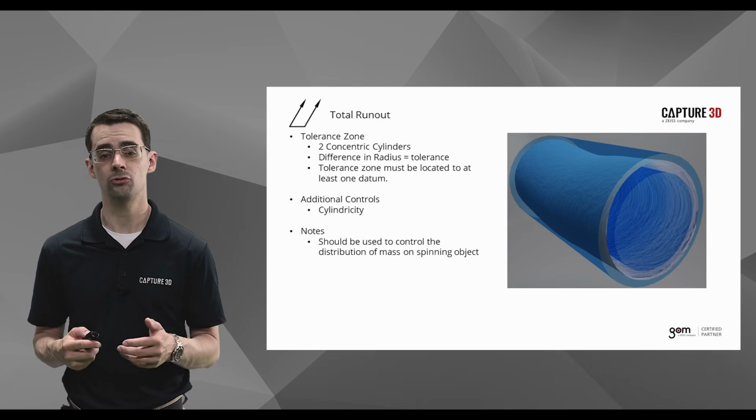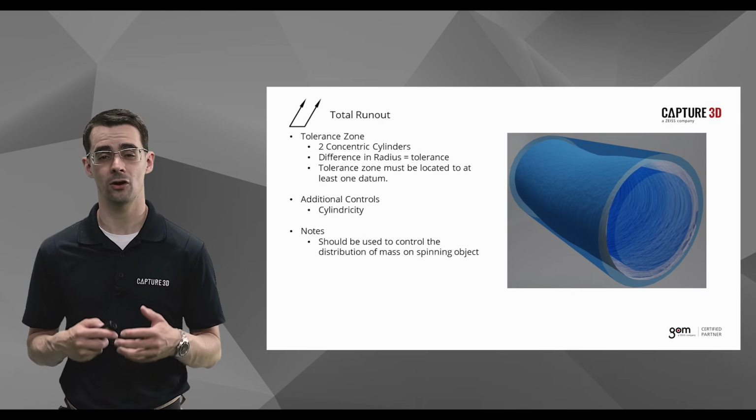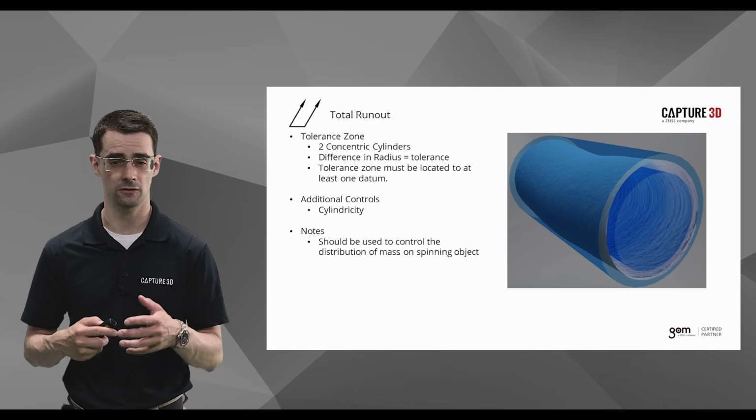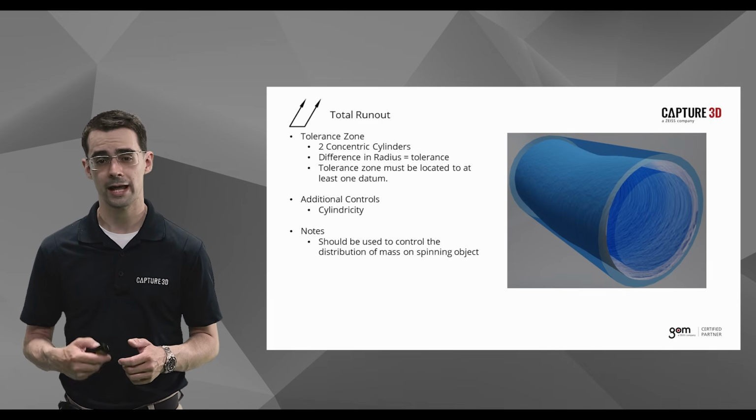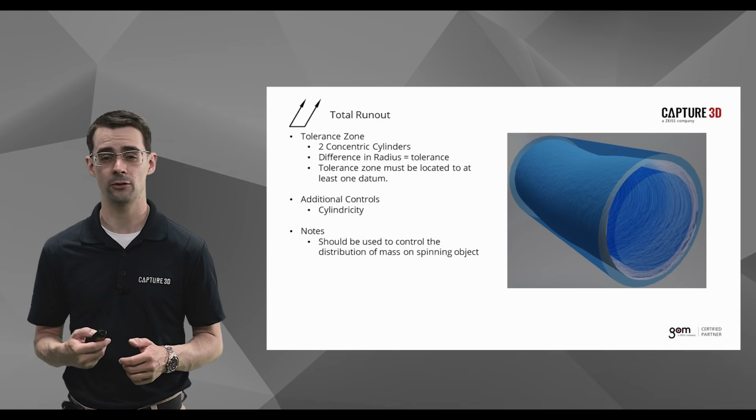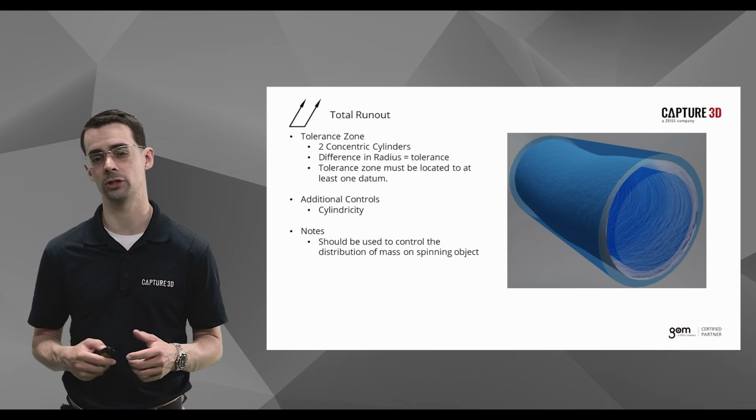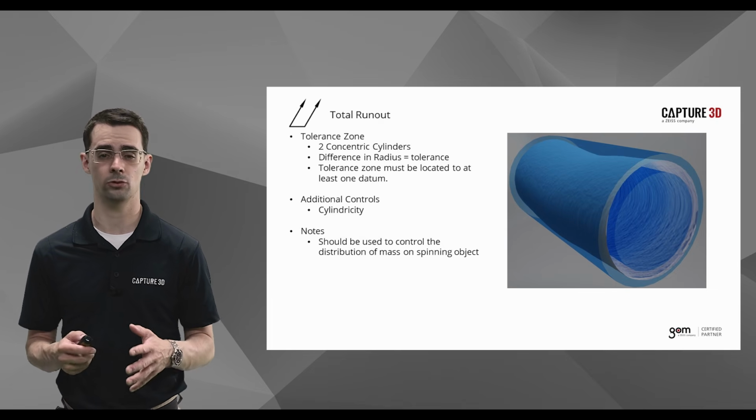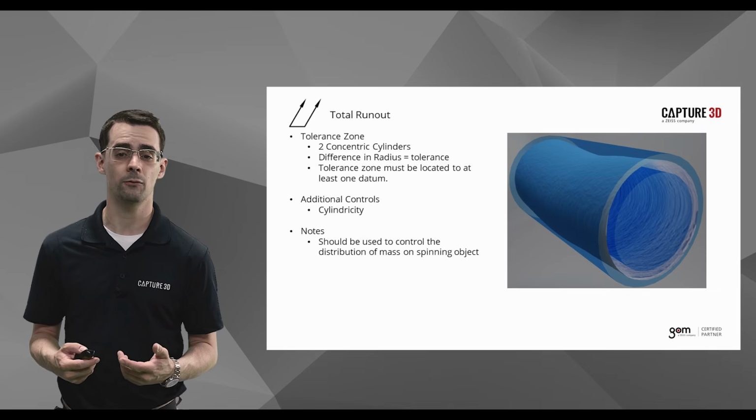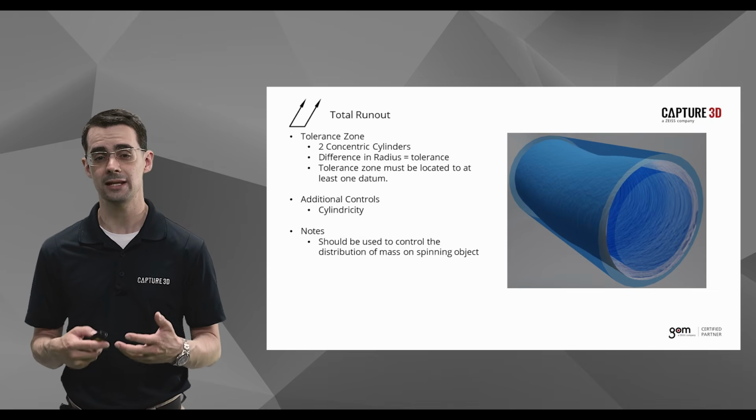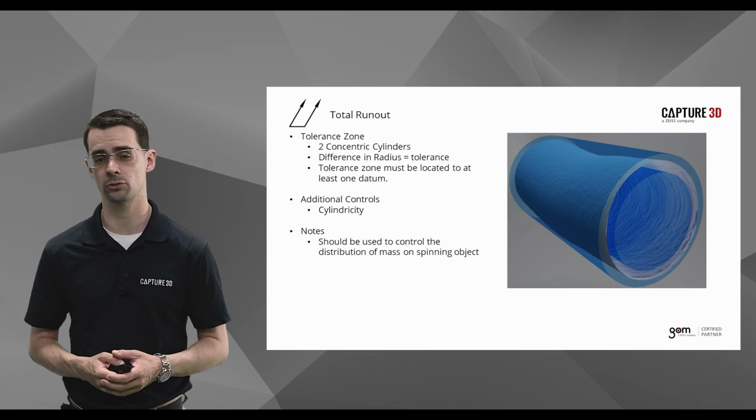Total runout is used to control the distribution of mass on a spinning object to make sure it's appropriately balanced. Runout was traditionally measured using a dial test indicator and a special part holding chuck. And while you can still measure runout this way, the GOM Inspect software allows you to use the actual 3D data of your surface to measure runout.